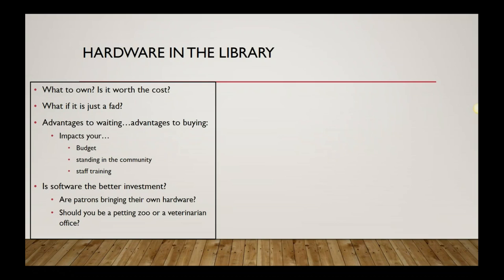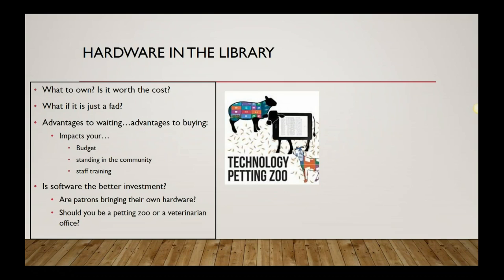As I said, our patrons just bring in their own hardware. Do they want to treat you like a petting zoo, or do they want to treat you as a veterinary office? Let me explain that a little bit more. When I say a petting zoo, I mean a technology petting zoo. They come in, they see Windows 10, or they see a Kindle, or they see something, and they want to try it out themselves right there. So they're basically petting the goats. They don't want to take a goat home and purchase a goat and have it at home. They just want to try it out there, see if it's worthwhile, and enjoy it while they're there.